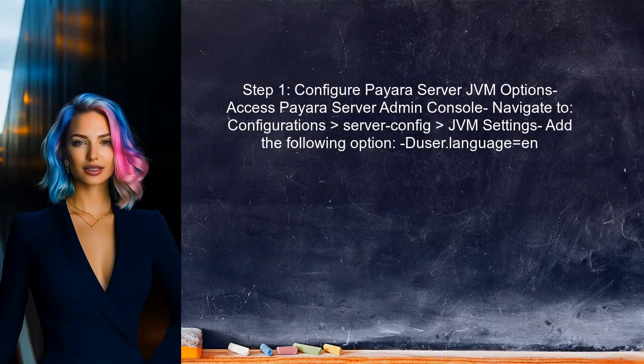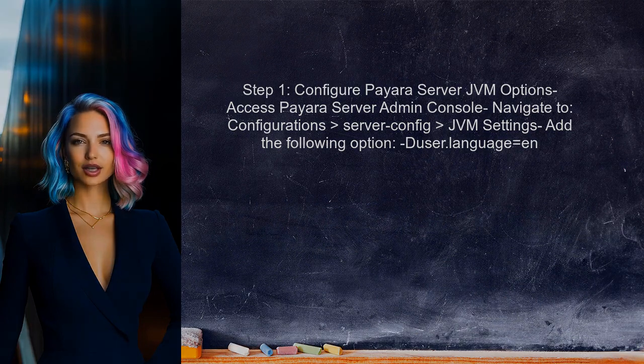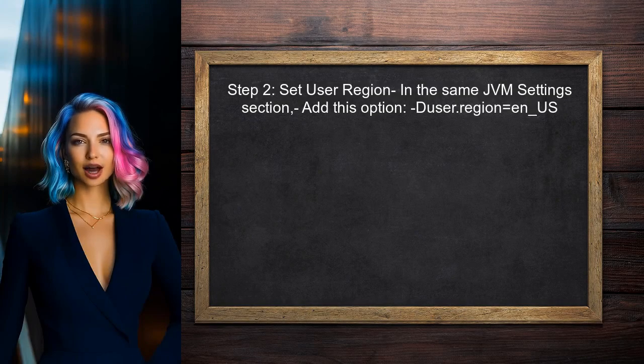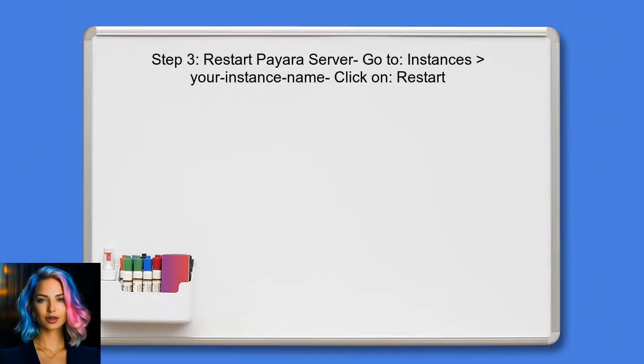To ensure that Apache Derby and Hibernate print English exception messages, the user should start by configuring the Payara server's JVM options. This can be done by accessing the server configuration settings. Next, the user should also set the user region to ensure consistency in the language settings. This can be done by adding another JVM option. After configuring the JVM options, the user needs to restart the Payara server for the changes to take effect. This is crucial for the new settings to be applied.